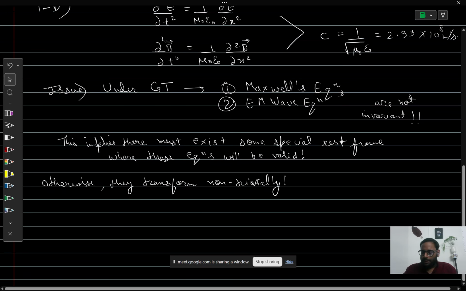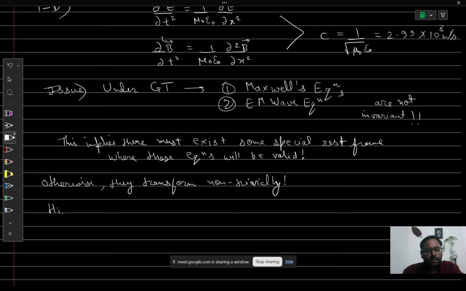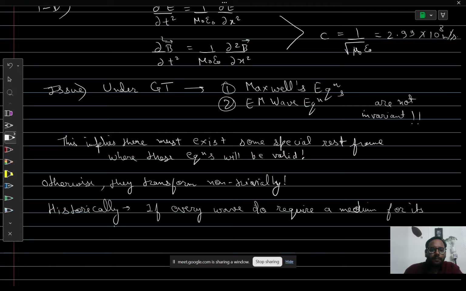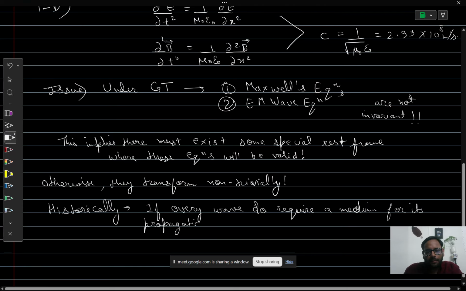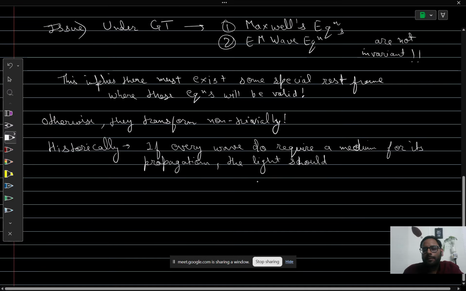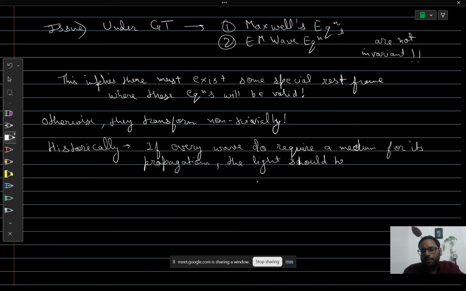Okay, so historically, people got an idea that if every wave requires a medium for its propagation, then light must also have a medium to propagate through.